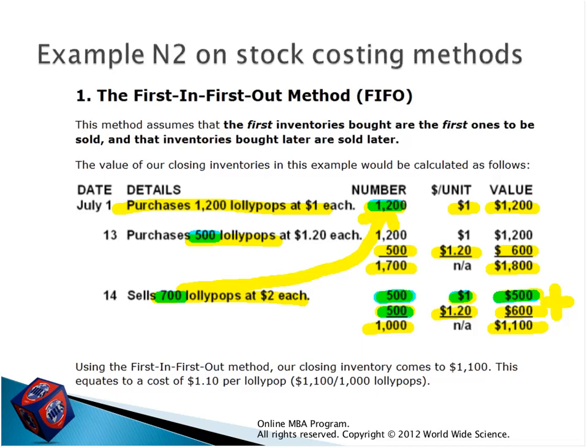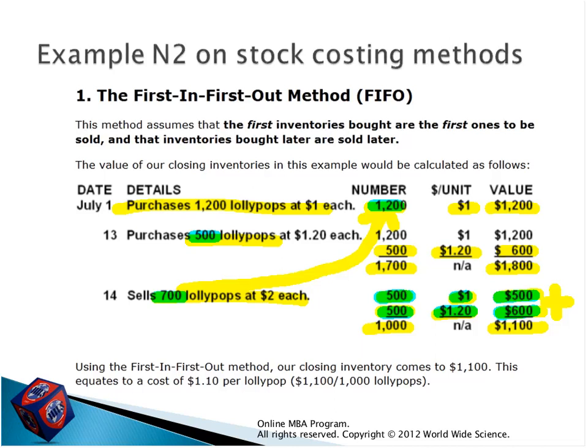And the second inventories remain the same in units, because the sales of the 700 were taken entirely from the first purchases. The second purchase remains in units of 500. It would be valued at the same price it was bought, $1.20, which is 500 multiplied by $1.20. You will get $600, right?